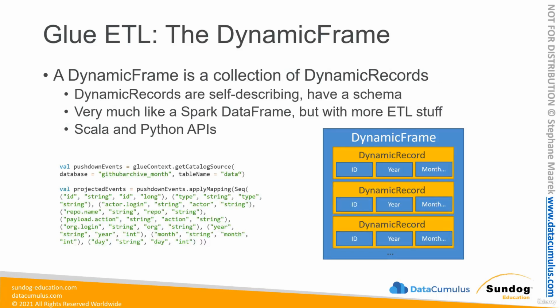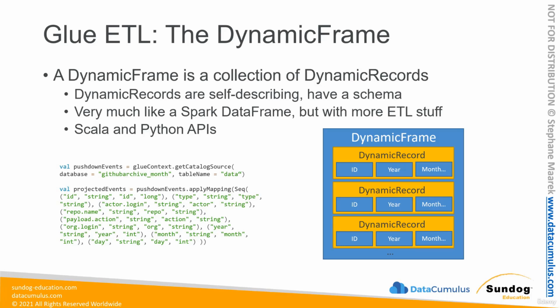So how do you go about applying these ETL transforms in Glue? Well, the main data structure that you'll be interacting with is called the dynamic frame. And if you're familiar with Apache Spark, this is going to feel very familiar. It's very much like a Spark data frame object. The only difference is that it has more ETL stuff available to you within that class.